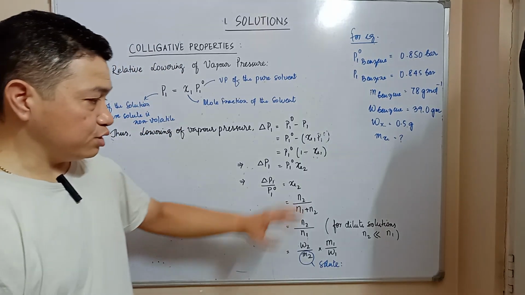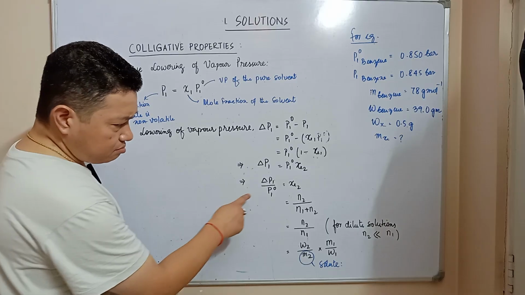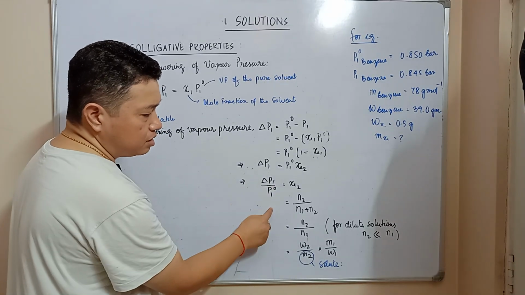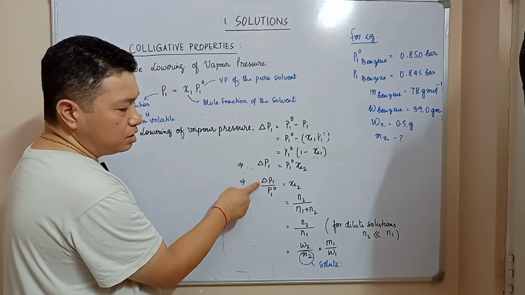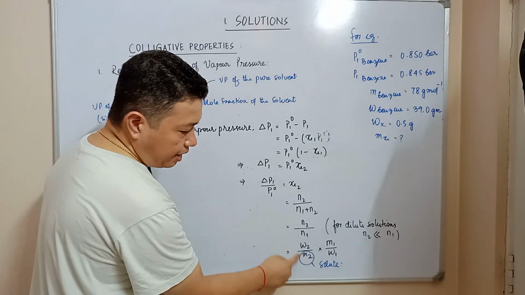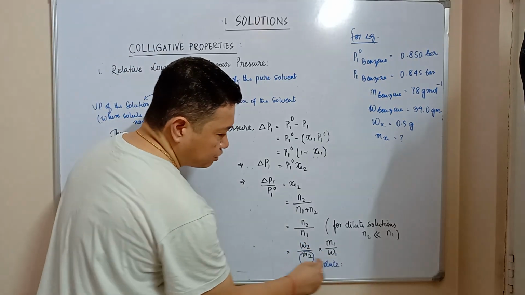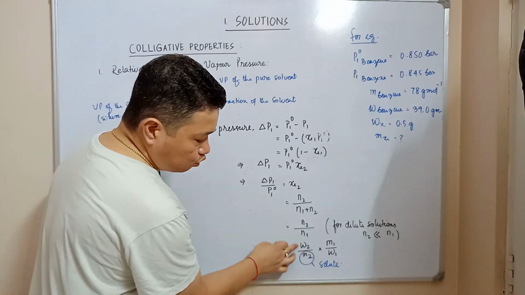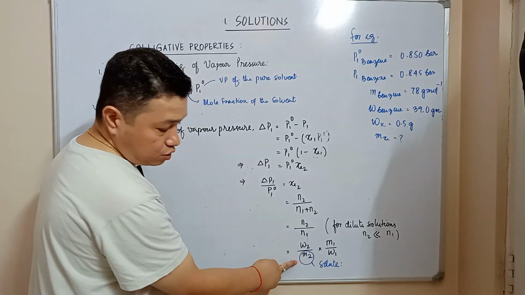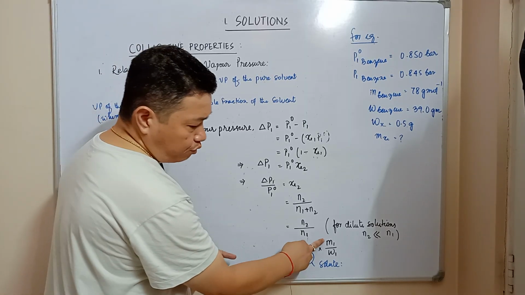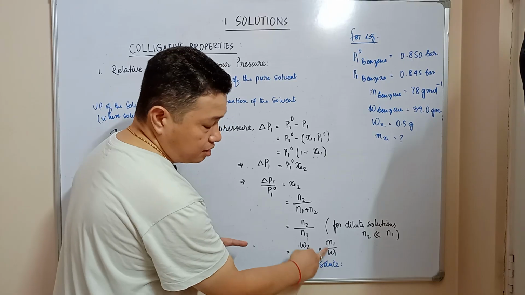So in this equation, what have you learned? On the left hand side is the relative lowering of vapor pressure, which is the ratio of the lowering of vapor pressure to the original vapor pressure of the solvent, equal to W2 by M2 divided by W1 by M1. So there are four quantities: the weight of the solute, the molar mass of the solute, the weight of the solvent, and the molar mass of the solvent.